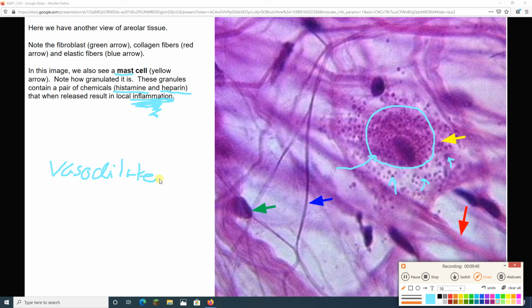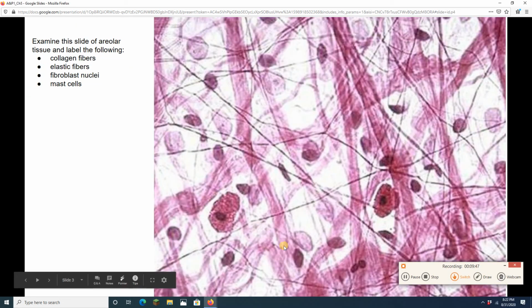All right, fantastic. Let's keep going. Okay, what I want you to do is touch your screen, poke your screen, and touch some collagen fibers, elastic fibers, fibroblast nuclei, and a pair of mast cells. They're not quite as beautifully granular as the one on the previous page, but I see 2 mast cells here, and they still have a granularity to them. So do that. Pause this recording if need be.